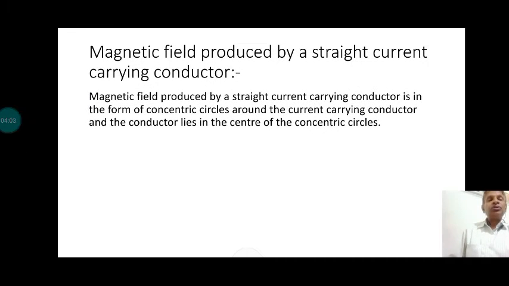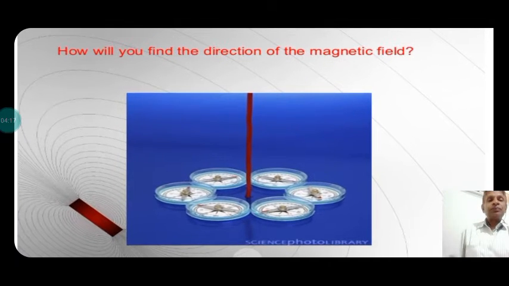Now I am going to discuss the magnitude of the magnetic field produced by a straight current carrying conductor, and which factors the magnitude depends on. Also we discuss the direction of the magnetic field, which is observed using the compass. The north pole of the compass needle moves in concentric circles at different places, so the magnetic field produced by the straight current carrying conductor is in the form of concentric circles.